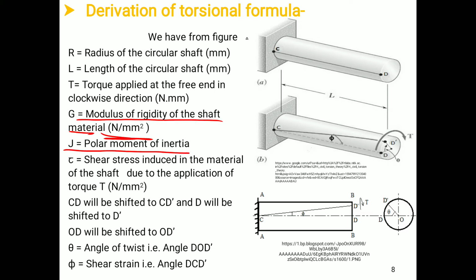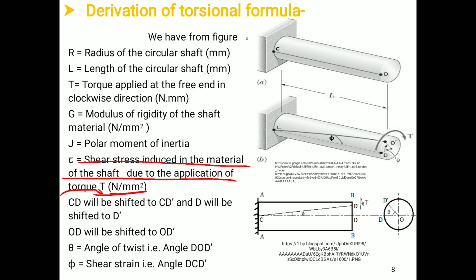J is equal to the polar moment of inertia. So in case of bending stresses, we used I as the moment of inertia, whereas in case of torsion, we will use the polar moment of inertia concept. Both moment of inertia and polar moment of inertia have the same unit, that is mm raised to 4, or centimeter raised to 4. The concept of polar moment of inertia we are going to discuss in the coming videos. Tau is equal to the shear stress induced in the material of the shaft due to the application of torque T, and the unit is Newton per mm square.